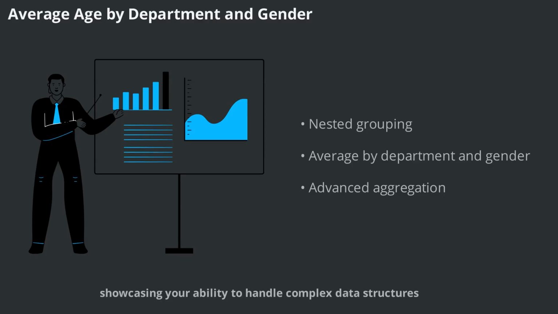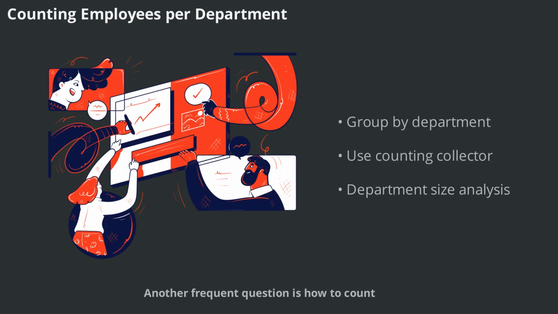Another frequent question is how to count the number of employees in each department. By grouping by department and using the counting collector, you can quickly get these statistics. This is a practical example of how streams simplify data analysis tasks.